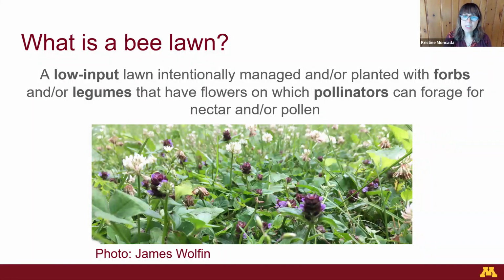When I say low input, I mean a type of lawn where you use less fertilizer, you use less water, and you mow less frequently. That's because of the species that you use. A traditional lawn would be considered more of a high input lawn. When I talk about forbs and legumes, forbs just means a non-grassy flowering plant, and a legume is a member of the legume family. Legumes are important because they generally fix nitrogen, which is a very important attribute that people can utilize. And it helps in a bee lawn as well.